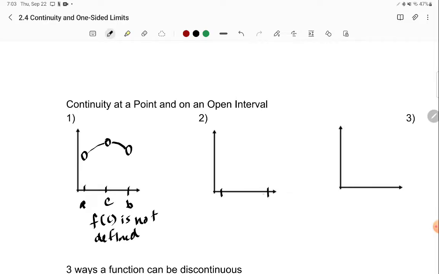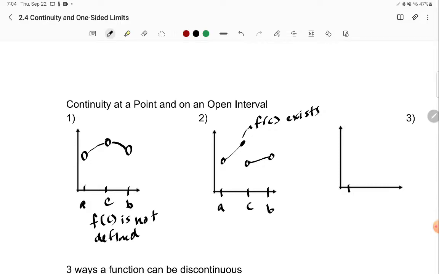Let's take another example. Again, A, C, B. So now what if you have something that goes like this? Again, we're focused only at C. That's really all that we're looking at. You notice it has a y value right there. f of C exists, but the one-sided limits don't exist, so the two-sided limit doesn't exist. And we'll look at that again here in a bit.